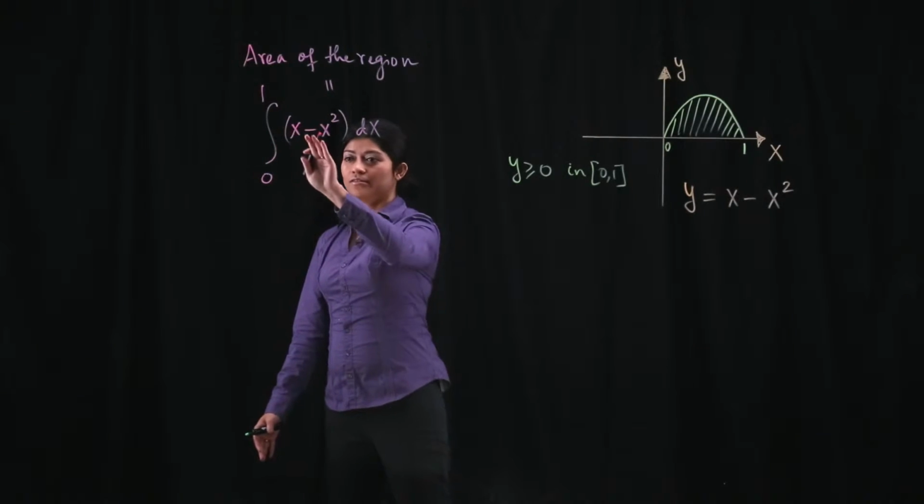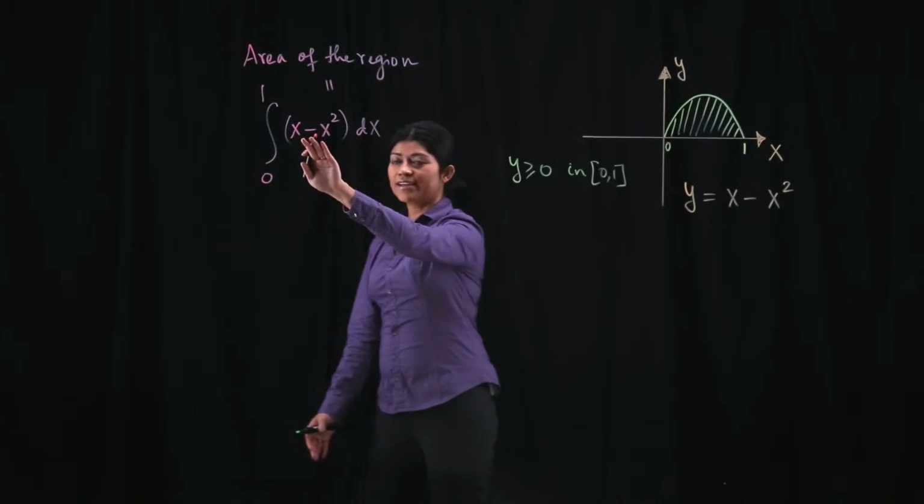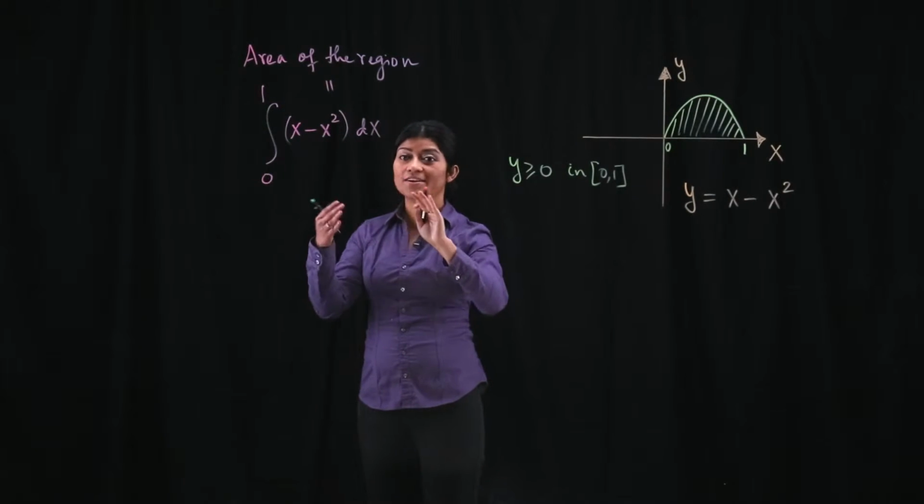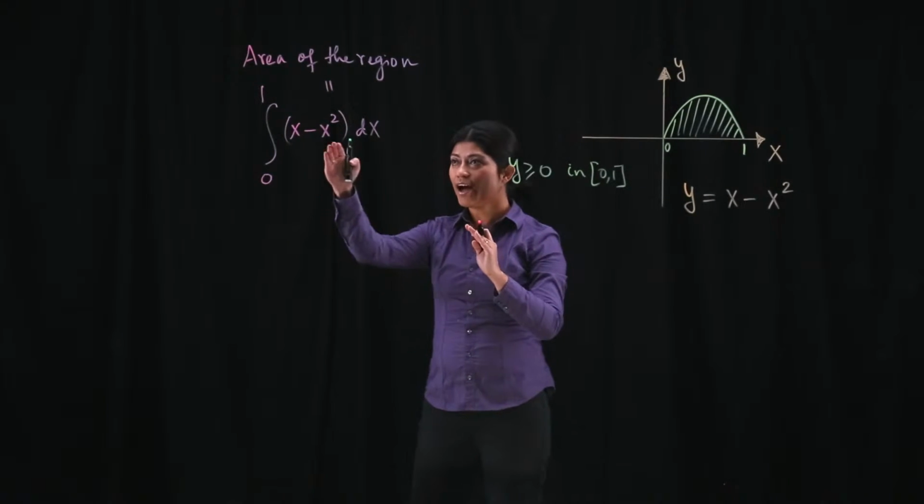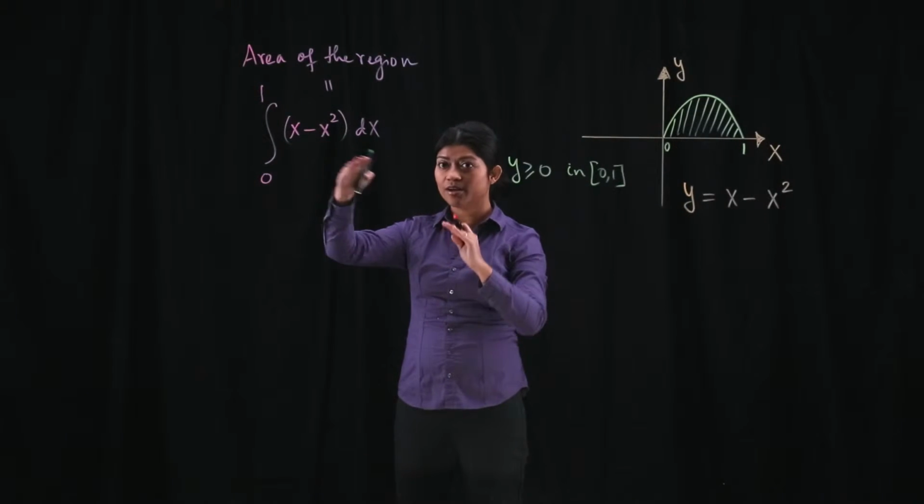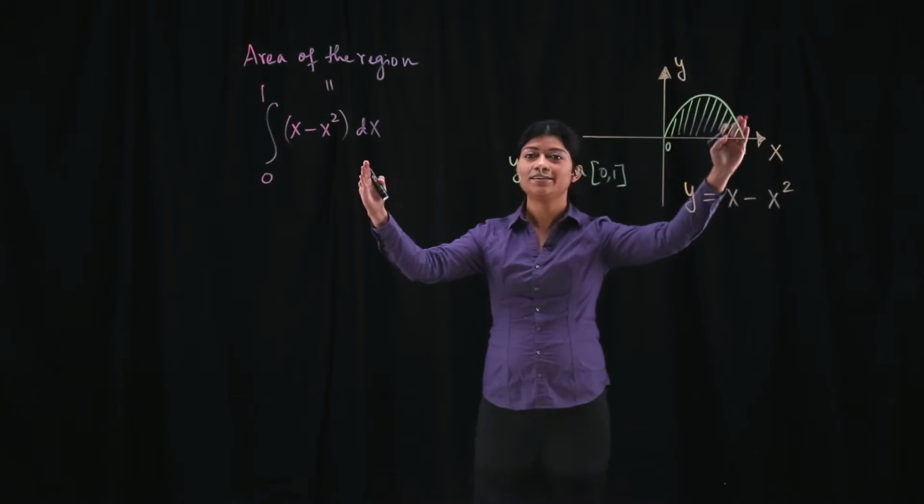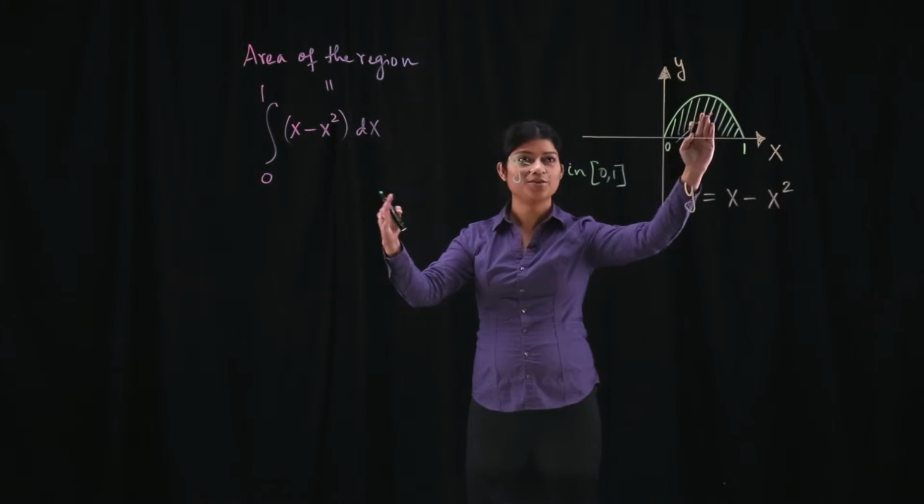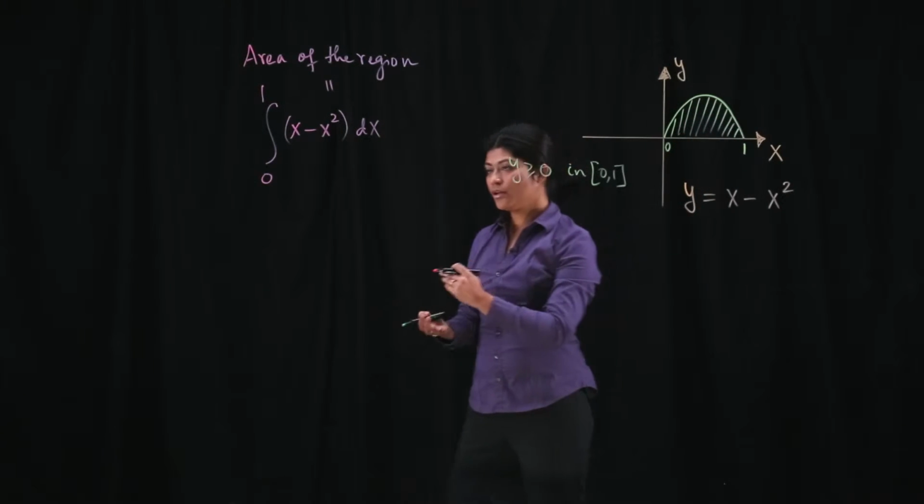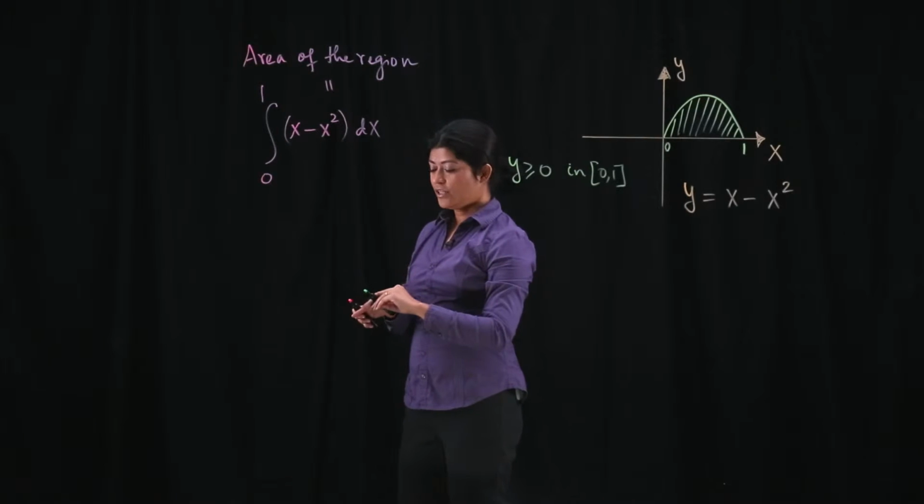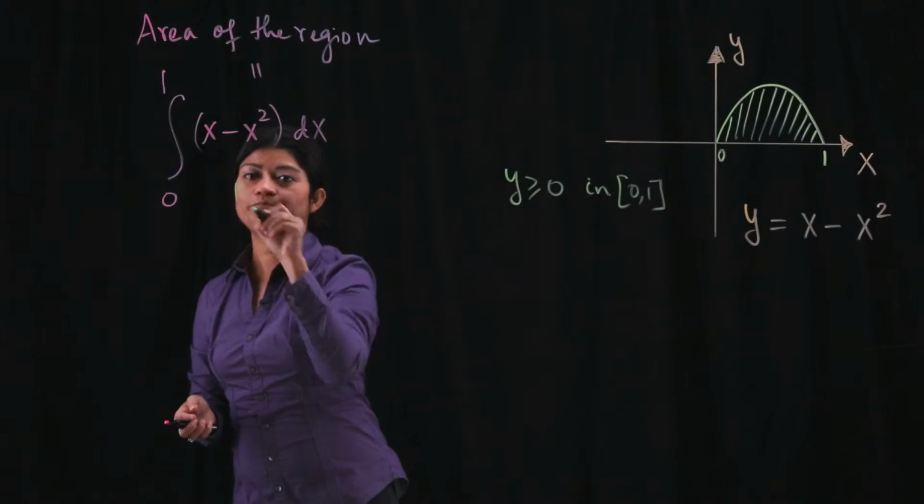This definite integral from 0 to 1 of x minus x squared dx, what does that represent? It is the area under the curve x minus x squared above the x-axis between 0 and 1. Look, that's exactly this region, right, whose area we want to compute. So let's just evaluate the integral.